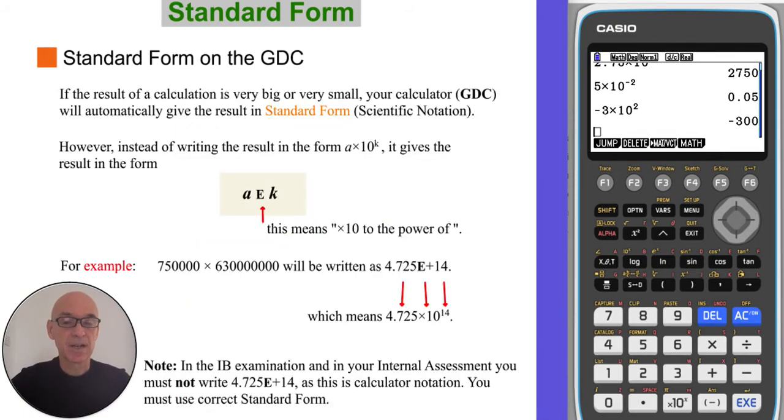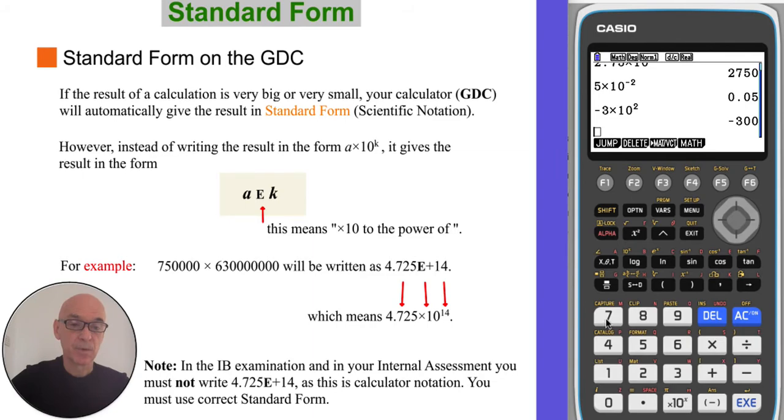If the result of a calculation is a very big or very small number, your calculator will automatically give the result in standard form, scientific notation. However, instead of writing the result in the form a times 10 to the power of k, it displays the result in the form a e k. And e means times 10 to the power of.